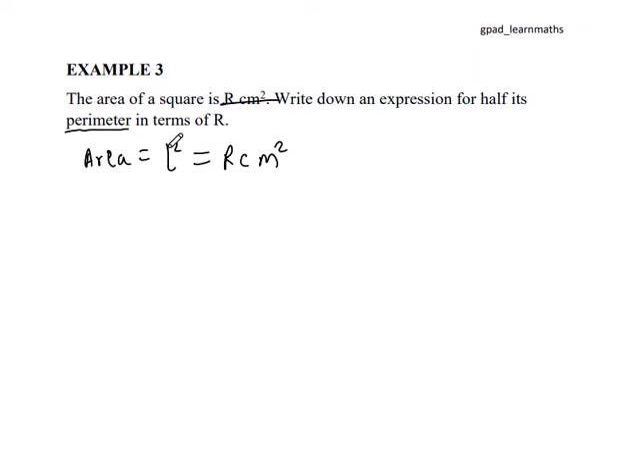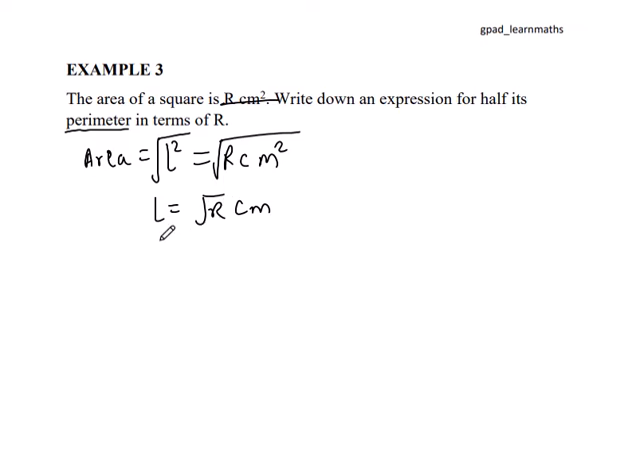So what do I do here? I need to find the length of this square so that I can find the perimeter of the square. So I'm going to square root both sides. If you do that, your length will be equal to root r centimeter. So this is the length of the square.